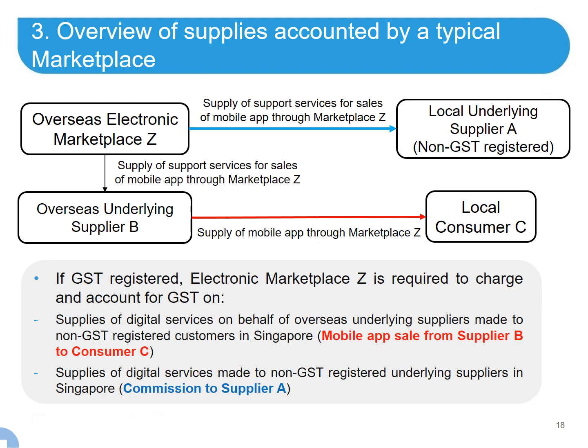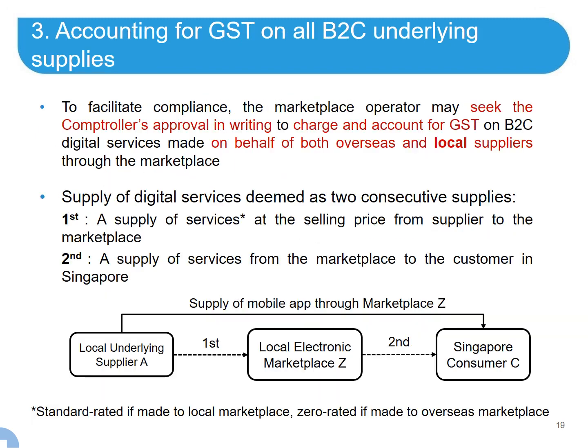Additionally, since Marketplace Z also provides support services to local suppliers for facilitating sales made through its platform, it has to charge and account for GST on the facilitation services provided to local supplier A, as supplier A is not registered for GST. This is represented by the supply in blue.